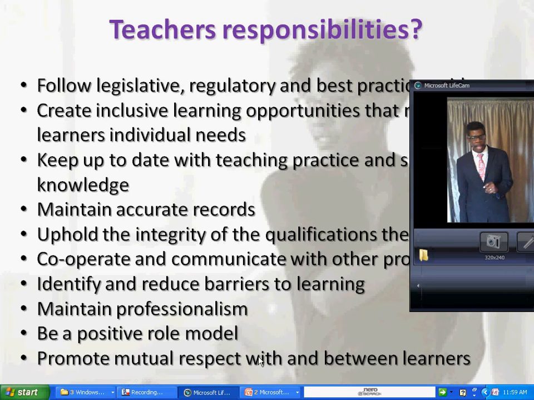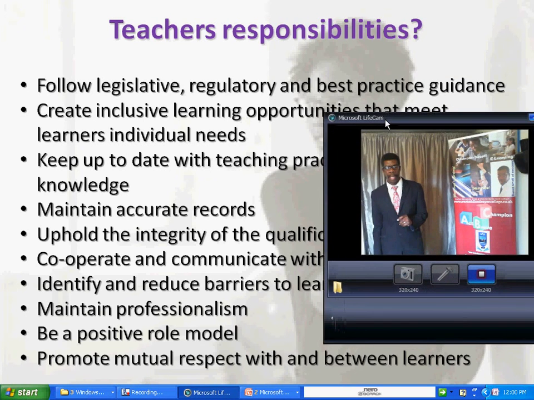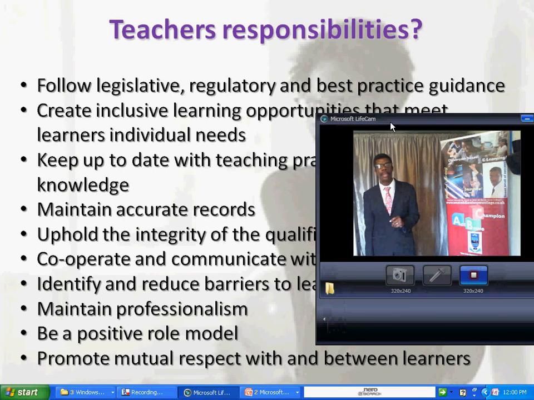Promote mutual respect with and between learners. If you've taught among young people in further education, you find that sometimes there are issues of mistrust among themselves, quarrels, etc. One of the roles a teacher must have is to promote good relationships. Promote mutual respect. Good relationships simply means student to student. That's the relationship they have in the classroom and outside the classroom. You promote respect between that.